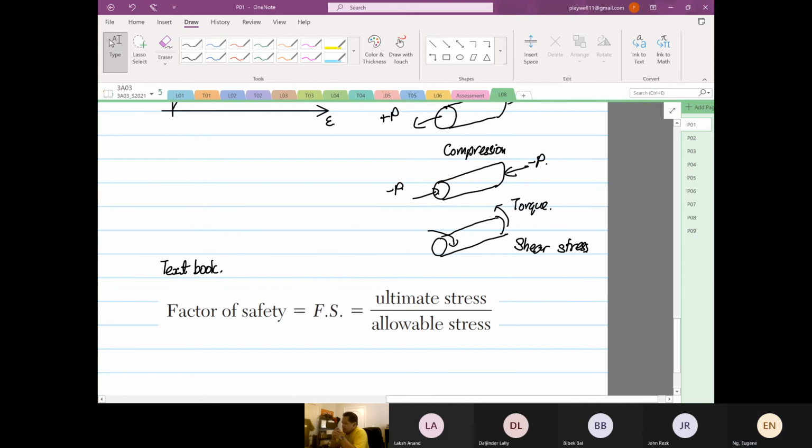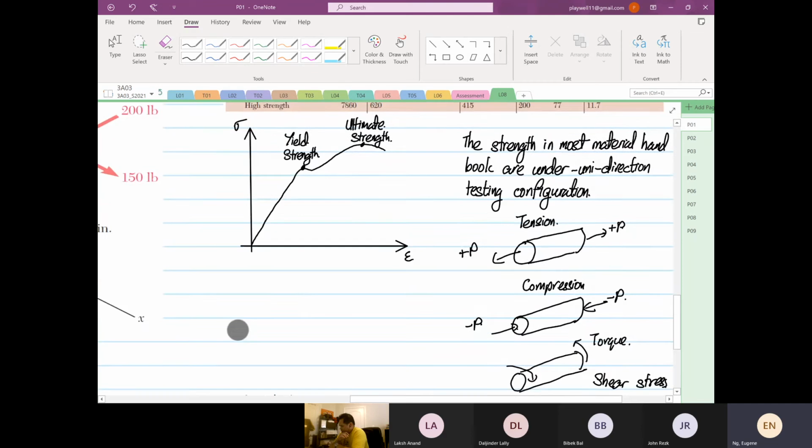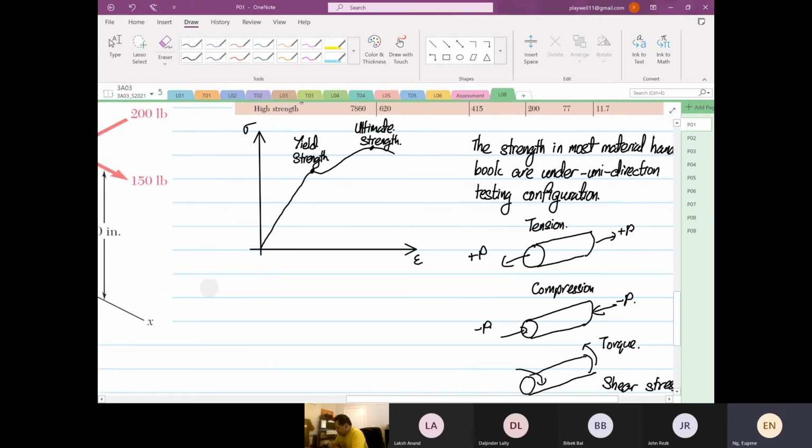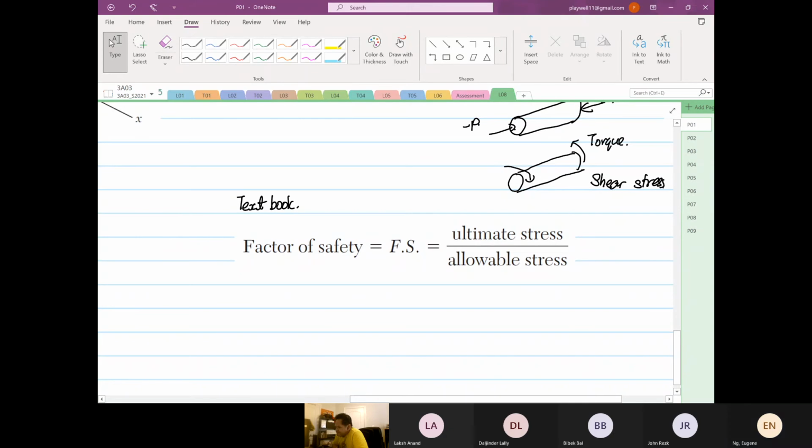Anyone? Is using the ultimate strength correct or wrong? Or when to use the ultimate strength, when to use the yield strength? Anyone, please. Hello? Lajinder. Any idea when to use the ultimate and when to use the yield, or always use the ultimate? I'm not sure. I like the answer. How about Bebek?